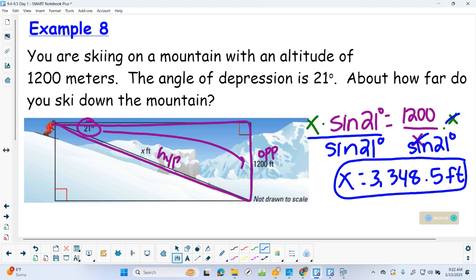Anybody a skier in here? I'd probably break my leg. Any questions on that? All right.